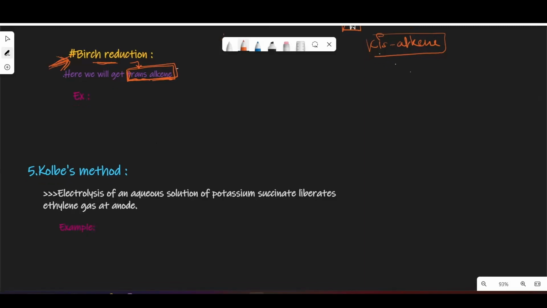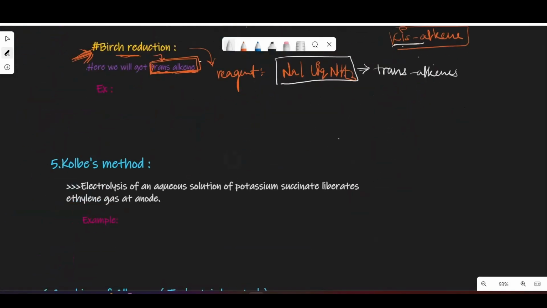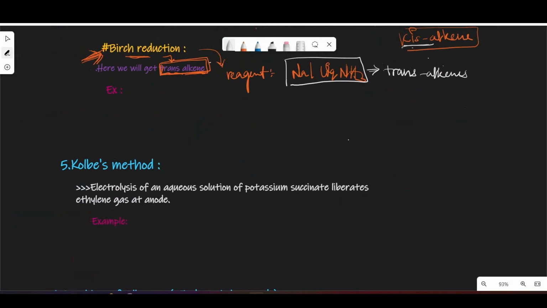Here, let's see an example. Just remember, for this reduction the reagent is sodium in liquid ammonia. This is the important one. You should remember these reagents. Whenever they give this reagent, we will get trans alkenes. The trans alkene is the product. And if they mention Pd/BaSO4 and quinoline, then we will get a cis alkene. This is the difference between these two things.